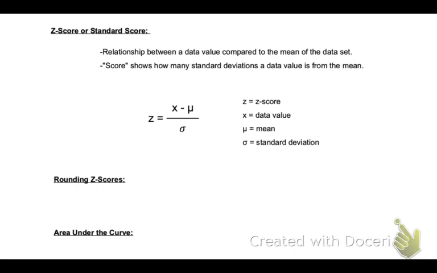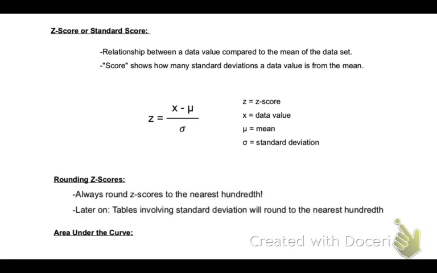The formula to find a z-score is to take the data value, which we represent with x, subtract the mean, which we represent with mu, and divide by the standard deviation, which is represented there by sigma. Because I'm taking the distance away and then dividing it by the standard deviation, I'm taking that distance and breaking it into the same number of chunks, and that's how we end up with some z-scores that are not whole integer numbers. So when you get those z-scores, because they are decimals, you do want to make sure that you round to the nearest hundredth.